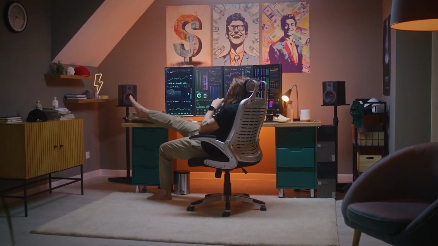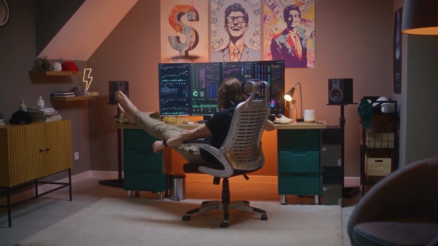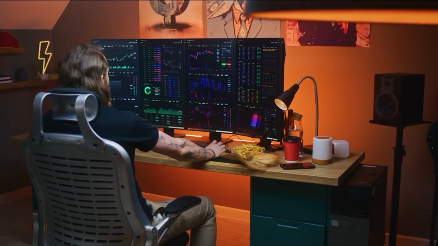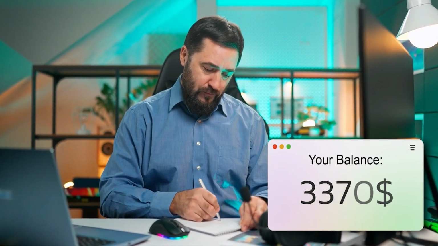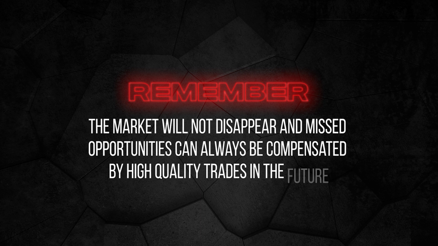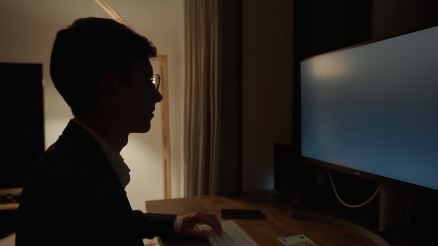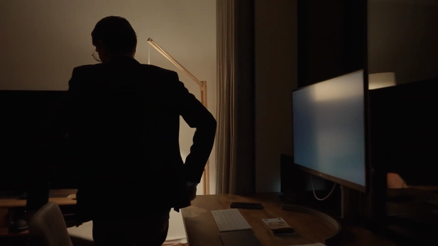Now let's consider the opposite example. If you analyze the market calmly, without emotions, your trading plan coincides with the current market situation, and the risk on the trade is calculated in advance, it is a sign that you are ready to open a trade. Your emotional state is not just a factor, but the basis on which successful trading is built. If you are calm, confident in your analysis, and understand your risks, then the trade makes sense. But if you feel excitement, euphoria, or desire to win back, it is better to stop. Remember, the market will not disappear, and missed opportunities can always be compensated by high-quality trades in the future. The ability to say no to yourself sometimes saves your deposit better than any strategy.